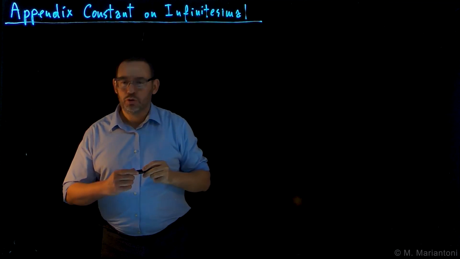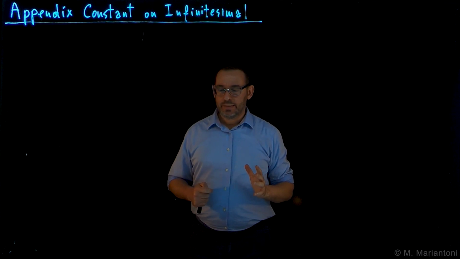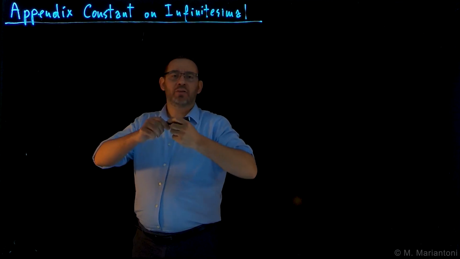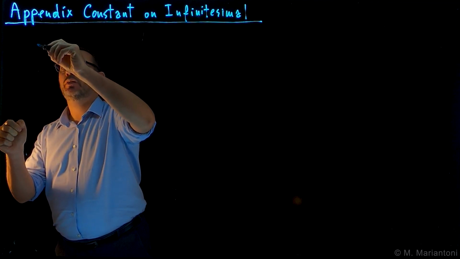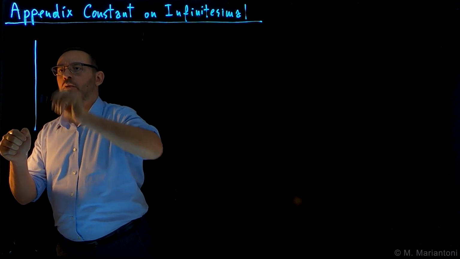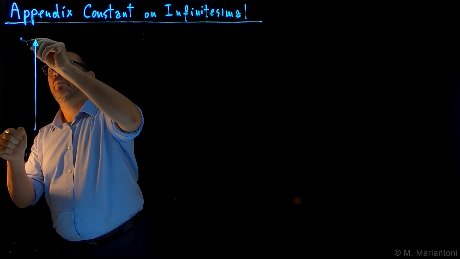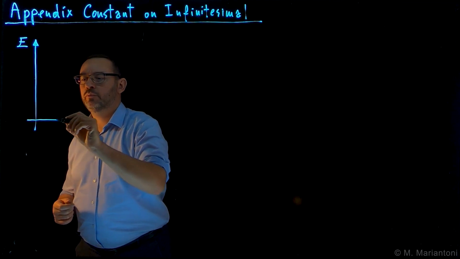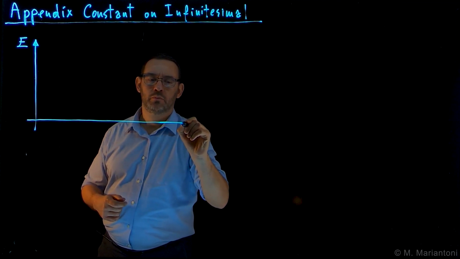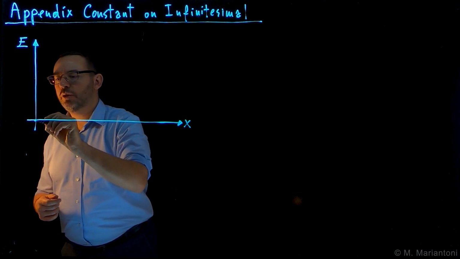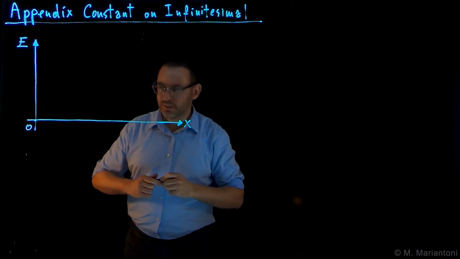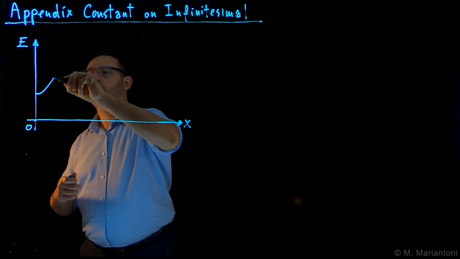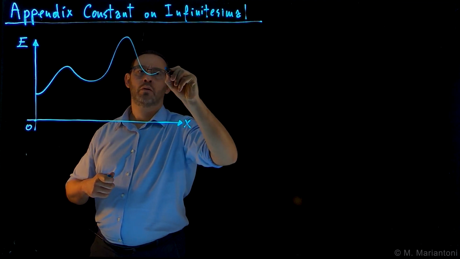Okay, so suppose that we have the component, the magnitude of a certain electrostatic field E. Let's sketch it in this fashion here. This is E as a function of a coordinate x, for example. This is the origin. Suppose that this function looks something like this, etc.